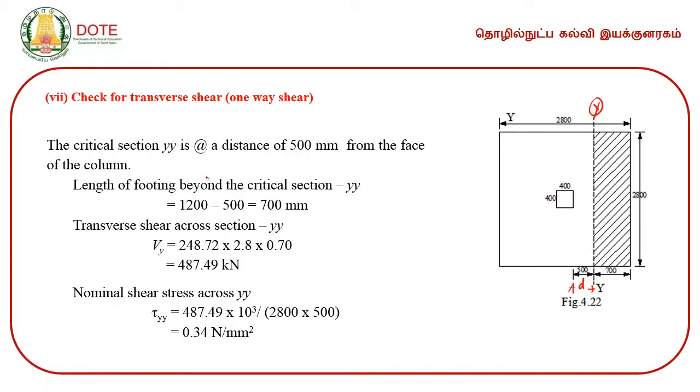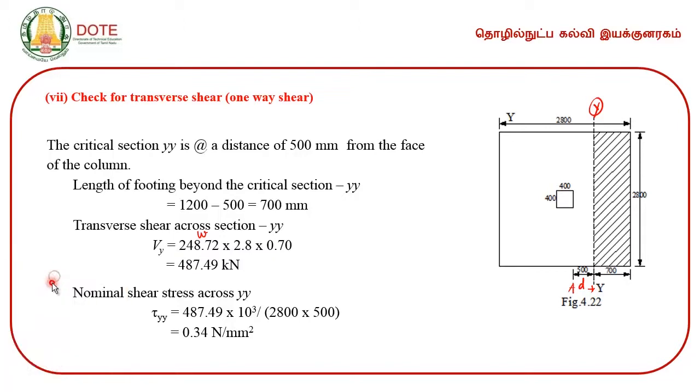Now, the length of the footing beyond the critical section y is equal to 700 mm, and the transverse shear across section y is equal to the net upward pressure on the soil for this footing, 248.72, into the area, 2800 here and 700 mm, so this in terms of meters. The total shear on the hatched area is found to be 487.49 kilonewton.